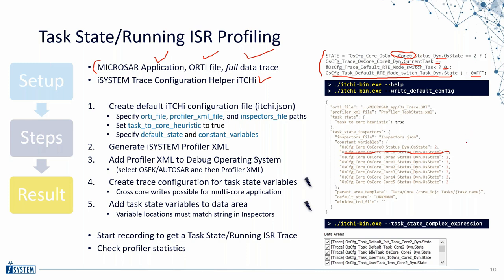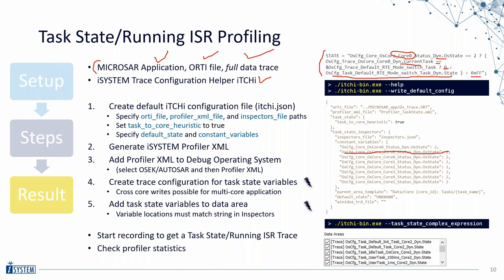And for all the newer Microsar applications, you will have to do that, because the expression will always look like this. So you have to make sure to add these OS constant variables. And most likely you can just add these values to your application depending on how many cores you have. Okay, so that's what constant variables is about.